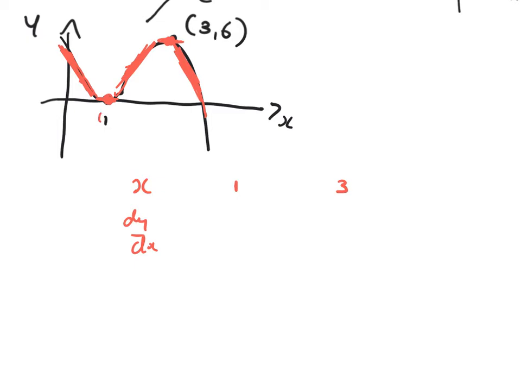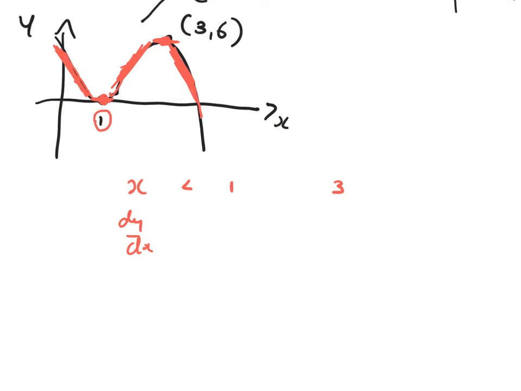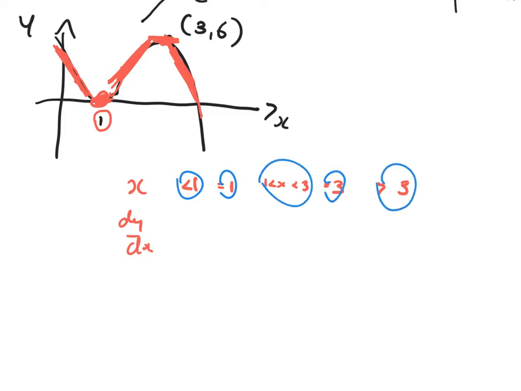So the first stationary point occurs at x equals 1, so we're going to look before we get to 1. We're then going to look at 1, which is here. We're then going to look between 1 and 3. And then we're going to look at stationary points again, that's at x equals 3. And then finally we're going to look after stationary points, that's after 3. So before stationary points, at stationary points, between stationary points, and after stationary points.